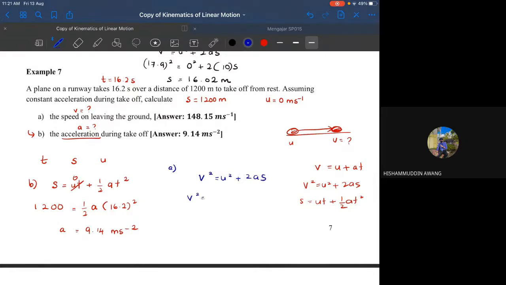So V square equals to 0 square plus 2A, A adalah 9.14. S is 1200. Okay, so this one jangan lupa square root kan dia. Square root dia mesti buat lah. Okay, so this one 2 darab 9.14 darab 1200. So this one is 21,936, square root answer. So dapat V sama dengan 148.11 ms negatif 1. Okay. Senang je kan?